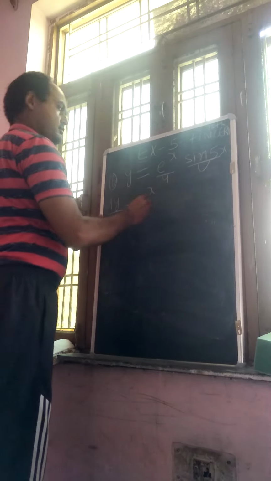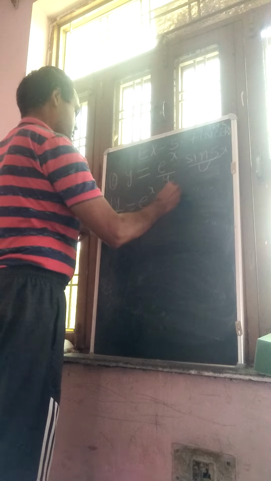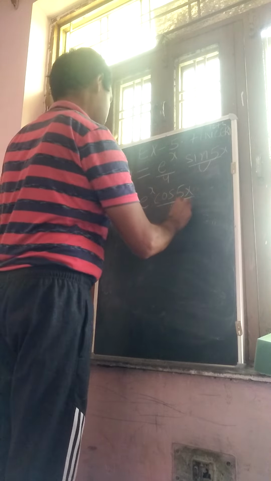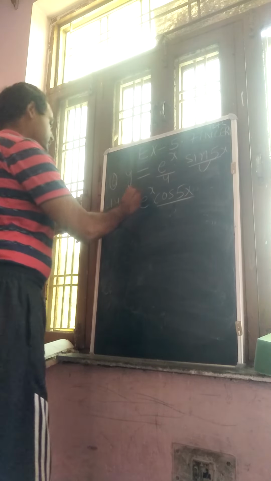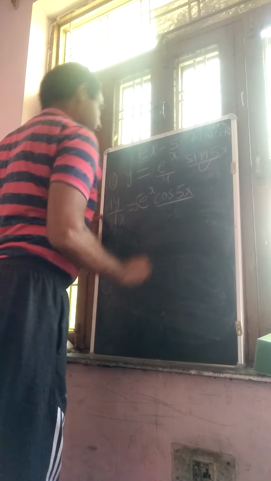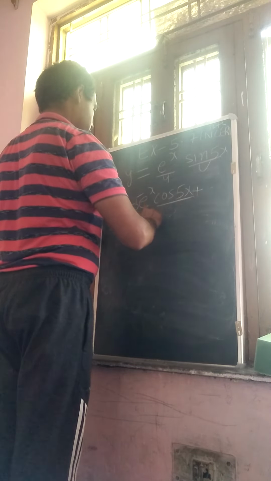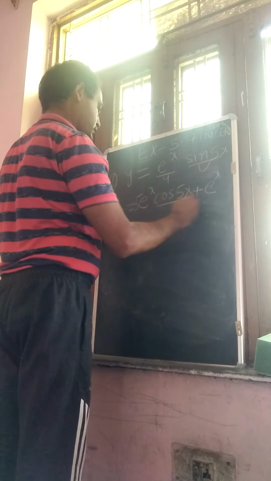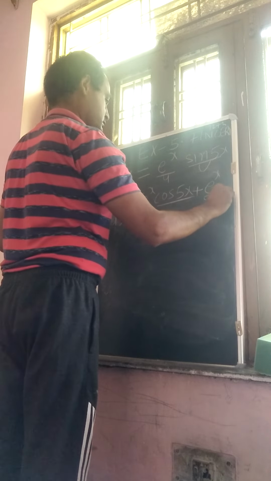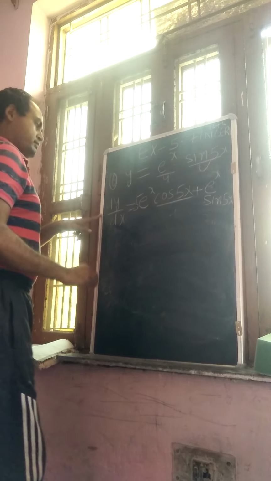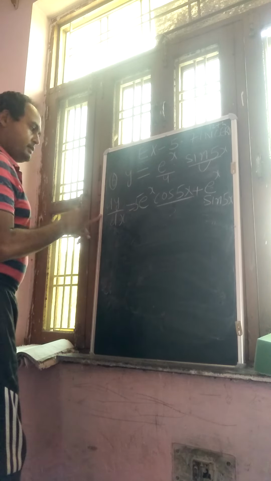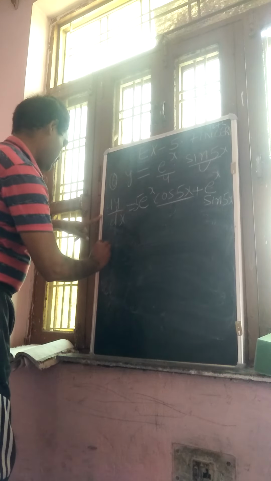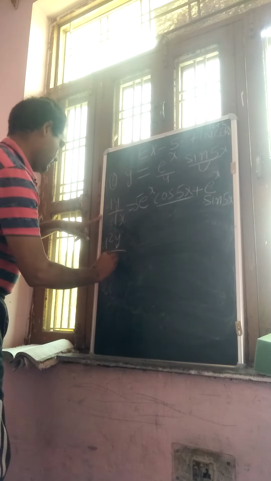e to the power x sin 5x. So 5 e to the power x into cos 5x plus e to the power x, same, and this is also sin 5x into cos 5x sin 5x. Also we have to explain, this is also we have to write d square y upon dx square.